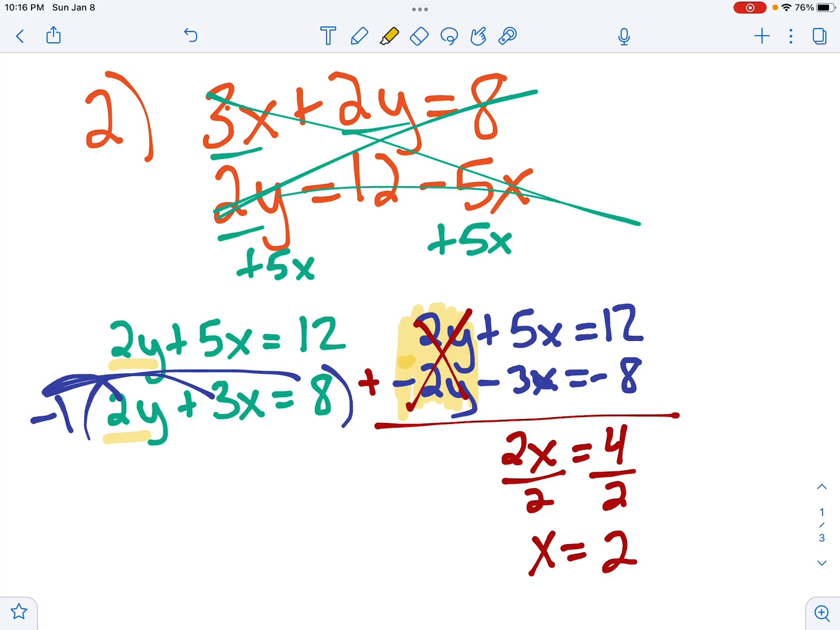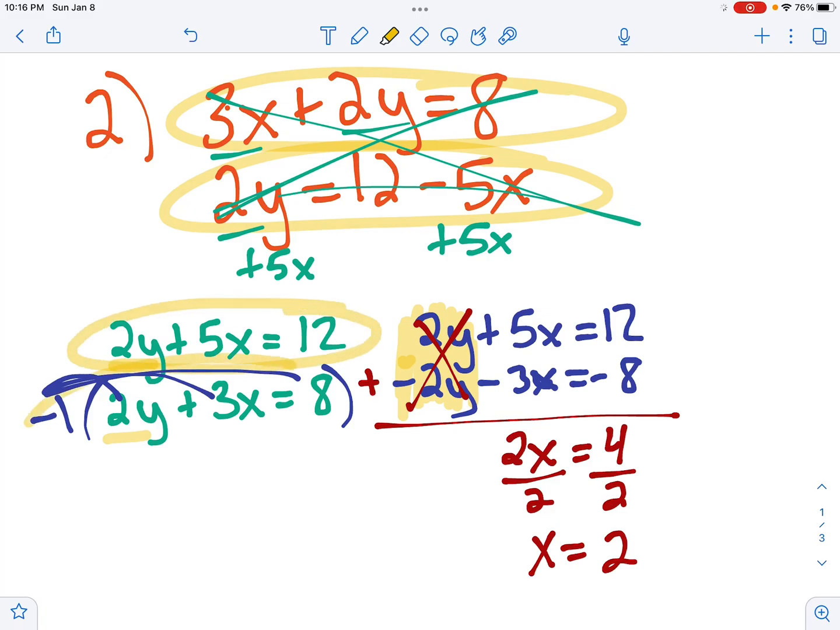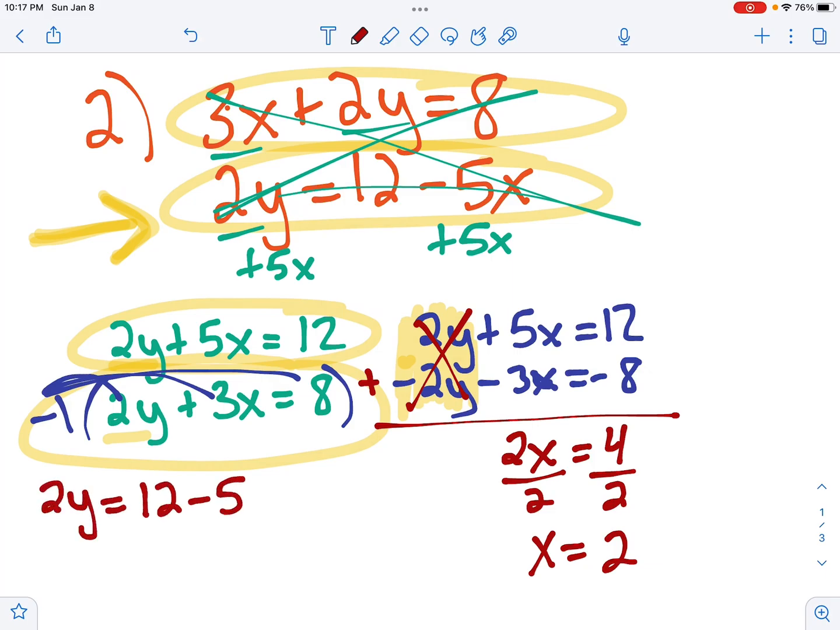Now, you can go back and plug in to either of the first equations, or you can plug them into the ones that we kind of manipulated and changed. You will get the exact same answer no matter what you use. I'm actually going to use this equation right here, one of the originals, because y is almost solved for. So I have 2y equals 12 minus 5 times 2. I'm going to solve that down for y.